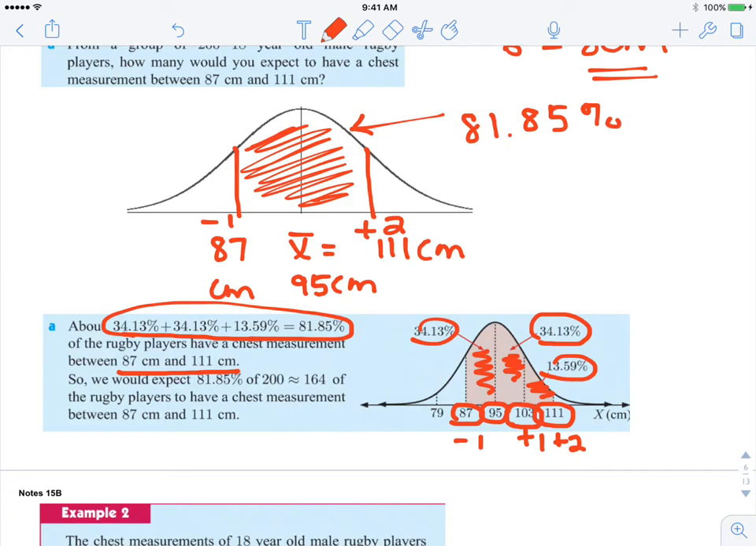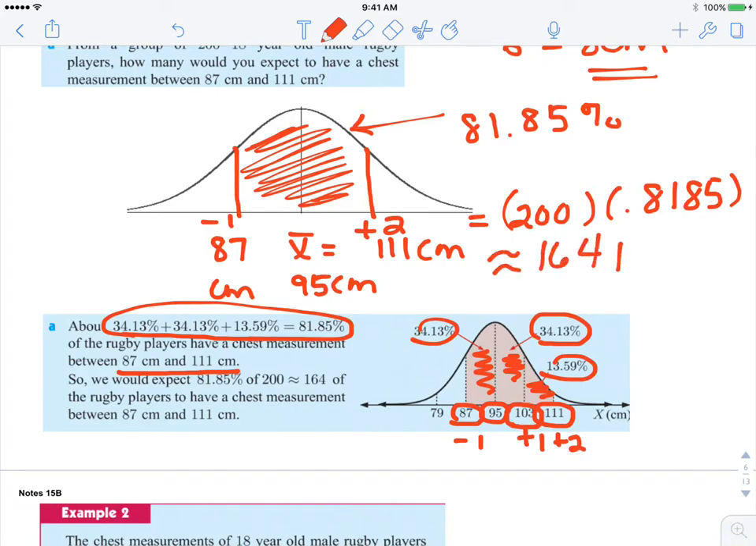So now it's saying if we have 200 players, how many of them, so we're going to multiply it by 0.8185, and we get approximately 164 players will have chest measurements between 87 to 111.